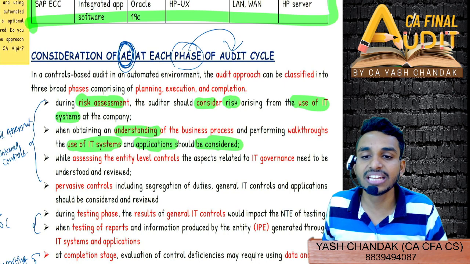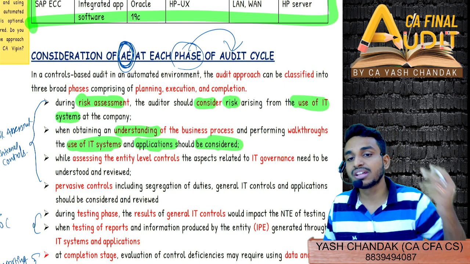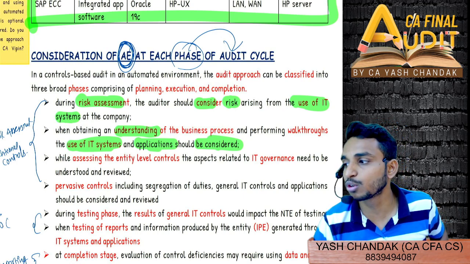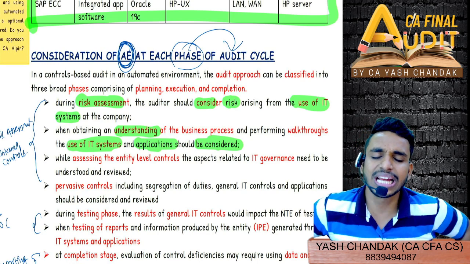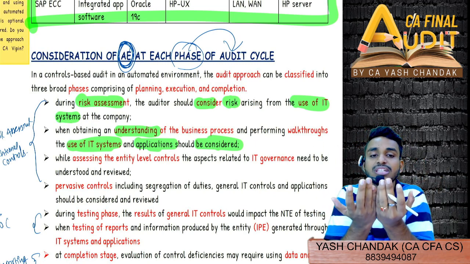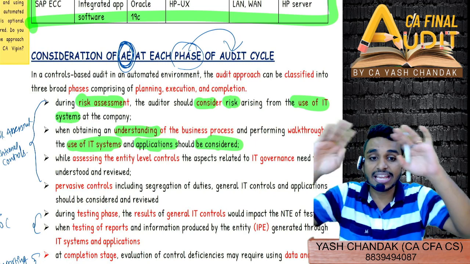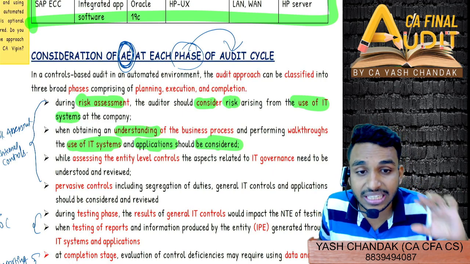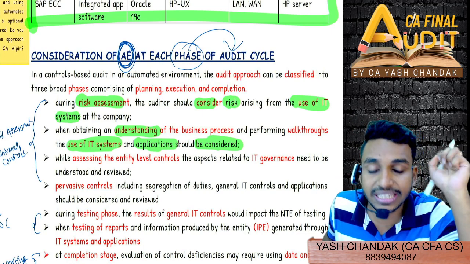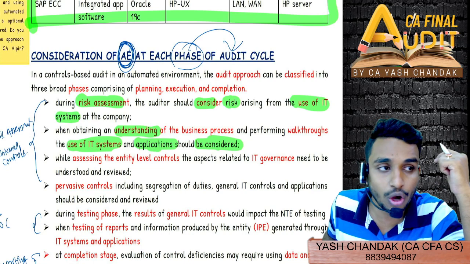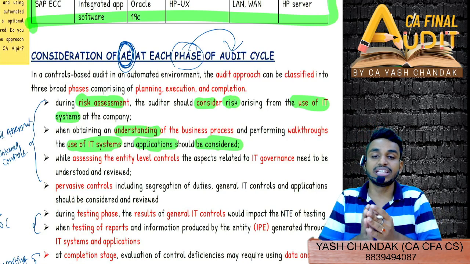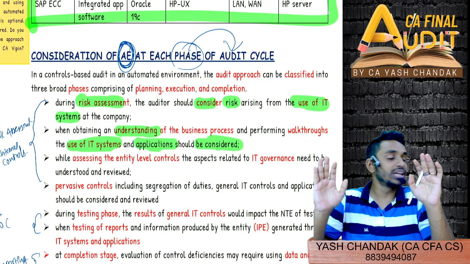Then while assessing the entity level controls, the aspects related to IT governance need to be understood and also need to be reviewed. So entity level controls and pervasive control, we'll go through this in detail later on in the chapter, but I'll just give you a glimpse of what is entity level controls. So entity level control is any control which is forming part of the entire entity as a whole. That means affecting the entire entity. You can think of it as an IT governance mechanism, tools for that being implemented in the entity. Example, vigil mechanism, audit committee, or whistleblower mechanism. So all these controls within the entity are affecting the entity as a whole, right?